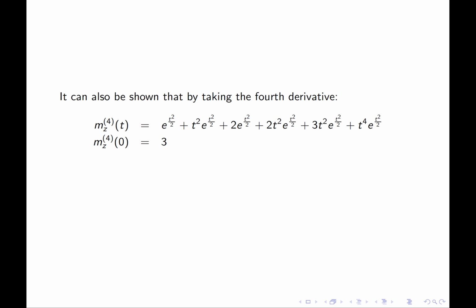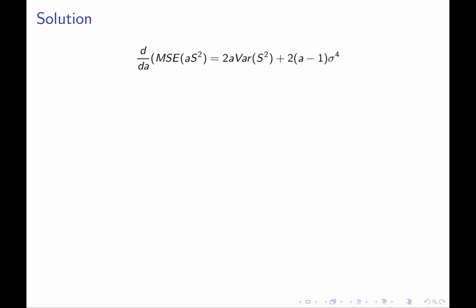Oops, what happened there? Okay, that was weird. It's because my screen's messing up and the frames aren't disappearing, which is very odd. So it can also be shown that by taking the fourth derivative, we get that, and we set t to 0, we get 3. Right, and you see what's happening here. My screen's screwing up. It's really messing up. So we have z. Let's pause it.